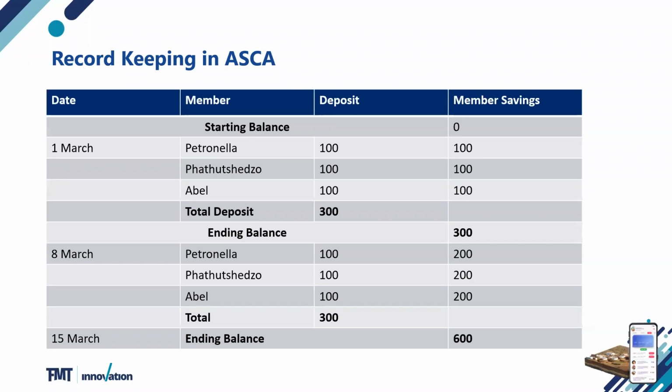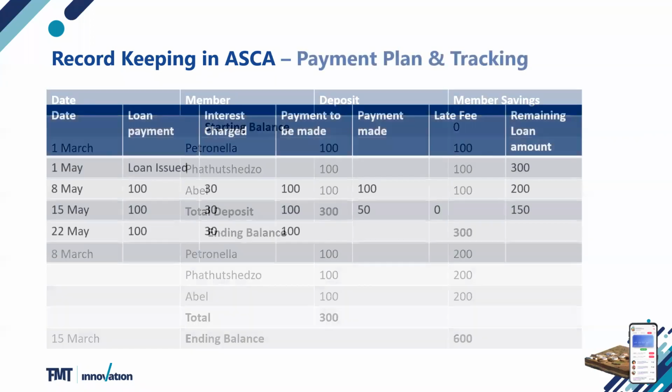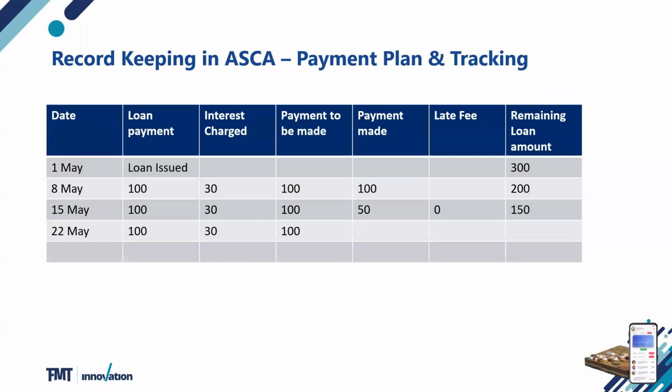And then in the second meeting, it would be again them contributing the same amounts, and then the ending balance would be an addition of the first meeting and the other meeting. So if this group had a cycle of 10 weeks, it would have about 3,000. And then if, say, Petronella asks for a loan of 300, there would be need to have another book or to have another section where there would be loans.